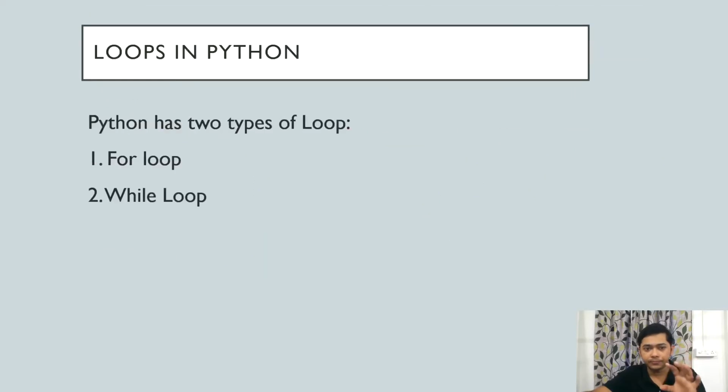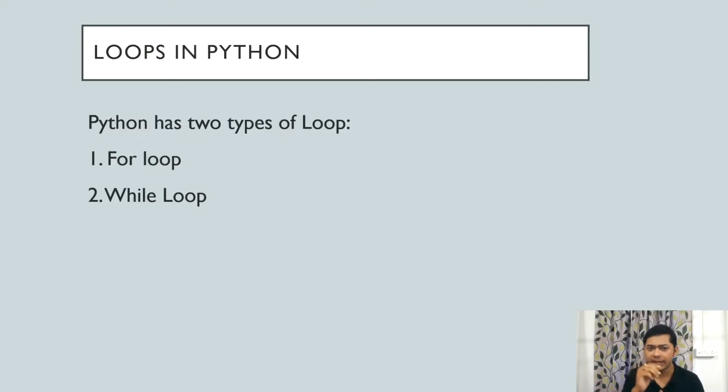Let's see. Now, in Python there are two types of loop. In other programming languages like C, C++, Java, we have basically entry control and exit control loops. Here we have three loops, but in Python we have two types of loop. First one is the for loop, second one is the while loop. So let's see how the for loop works and how the while loop works and what is the difference between them.